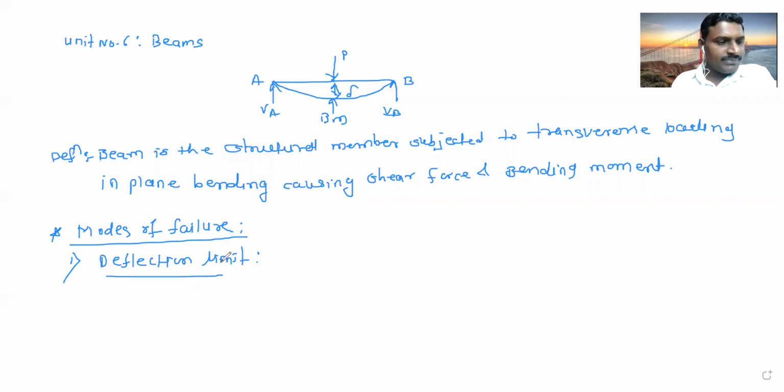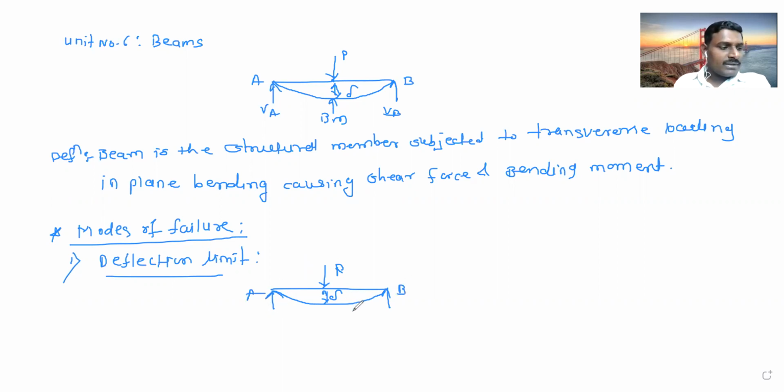Deflection limit means what? When the vertical loads are applied on the beam. So P is the vertical load. Again, the same sketch I will draw. When vertical load is applied on the beam, there will be a possibility of deflection. So this is nothing but the deflection. Due to this load, there will be a possibility of deflection.